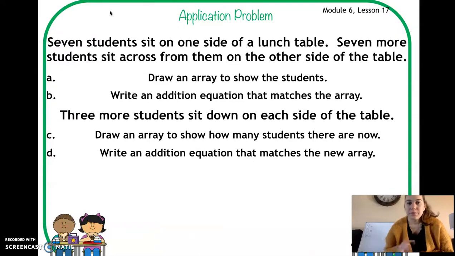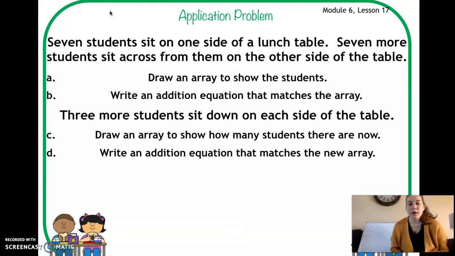Let's get started. We start with our application problem for today. So our application problem says 7 students sit on one side of a lunch table. 7 more students sit across from them on the other side of the table. Part A says draw an array to show the students. Part B says write an addition equation that matches the array. Then they say 3 more students sit down on each side of the table. Part C wants you to draw the array to show how many students there are now, and write an equation that matches the new array.